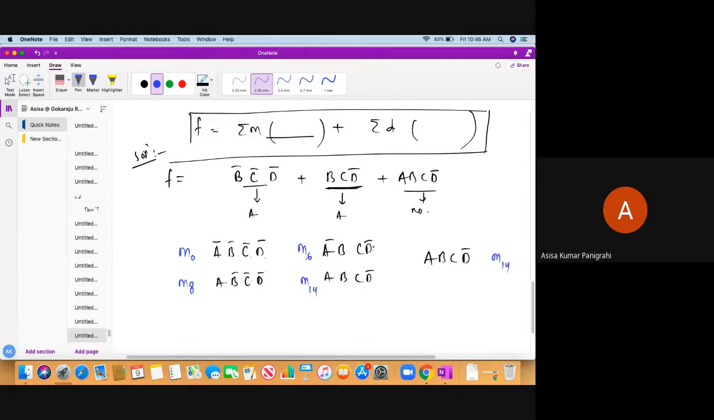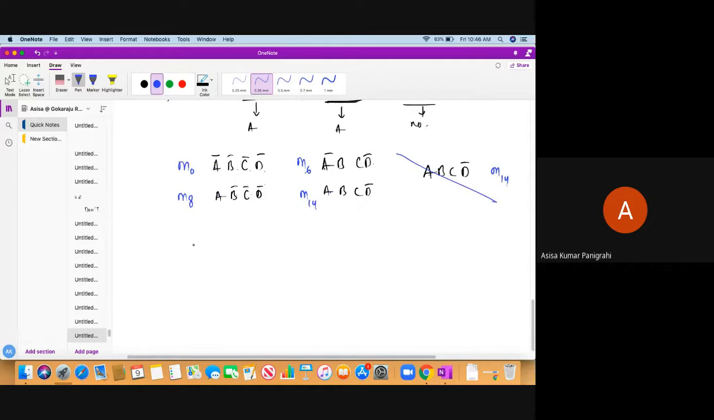Now check if any repeated terms are there. Yes, some repeated terms; I can ignore those. So finally, what is my F? My F is actually the summation of m of 0, 6, 8, 14. Anything else? 0, 6, 8, and 14. Do you all understand, students, how I have done?